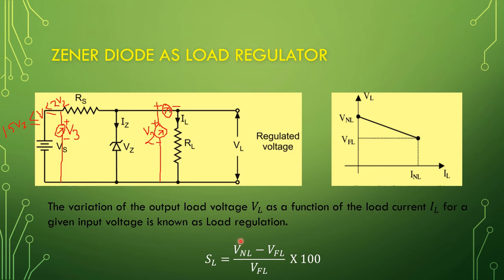And from this graph we can easily define the percentage regulation, that is (VNL minus VFL) divided by VFL, into 100. That means the percentage of regulation we can easily calculate from this equation.